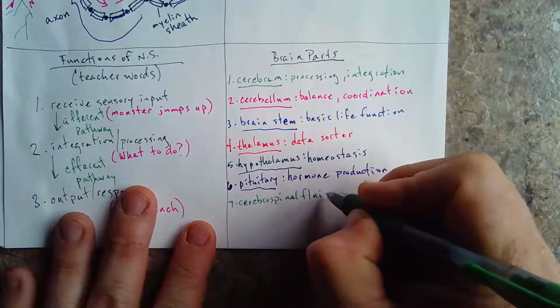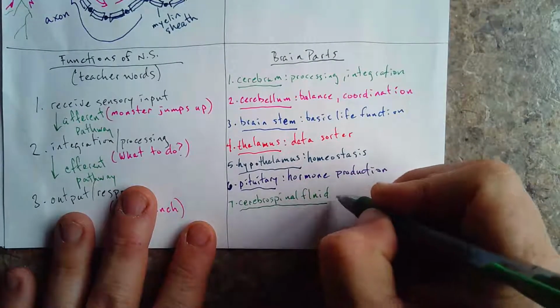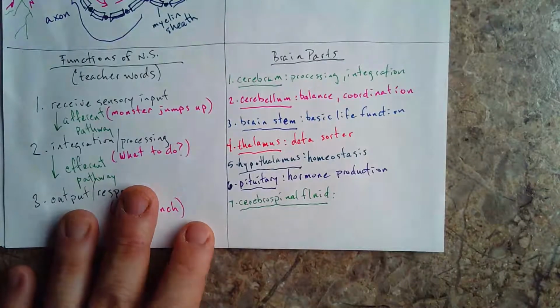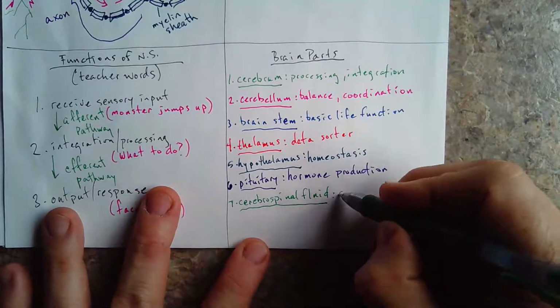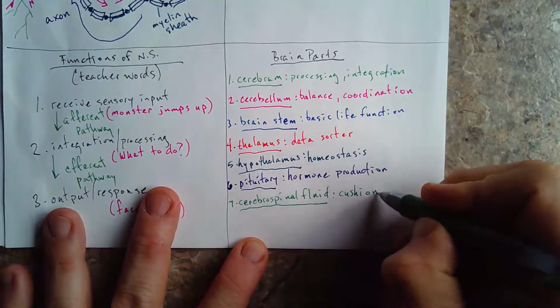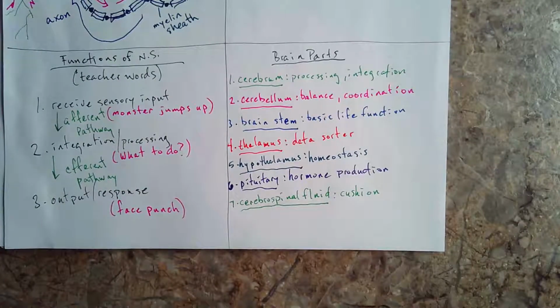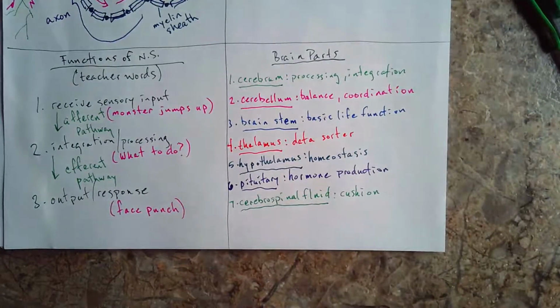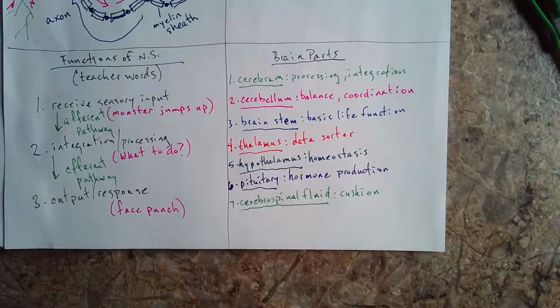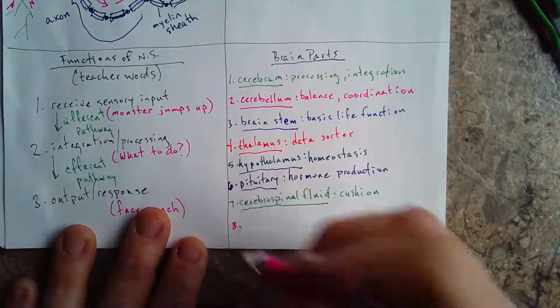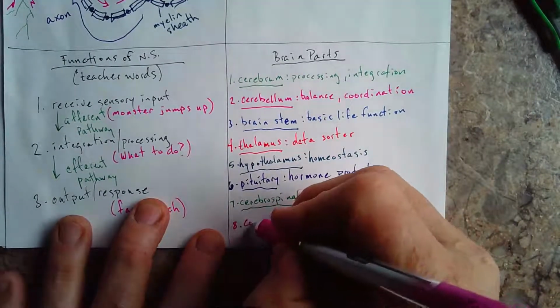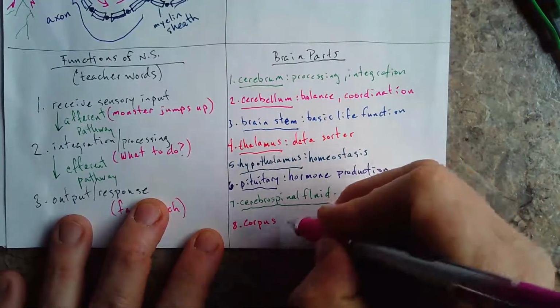Okay, and then number 7 is cerebrospinal fluid. This is a watery fluid that surrounds your brain and surrounds the brain stem and surrounds the spine, and it provides cushion, like a watery substance that the brain and spinal cord float around in, so they don't make contact with the surrounding bones and damage them, because the brain is very, very delicate, very, very soft.